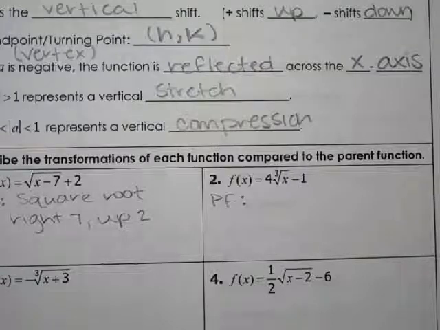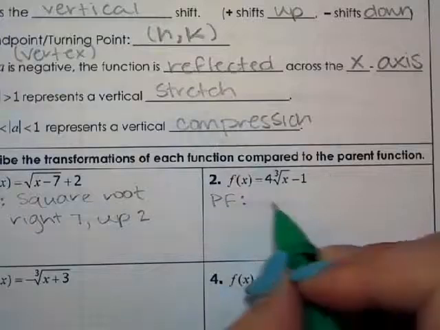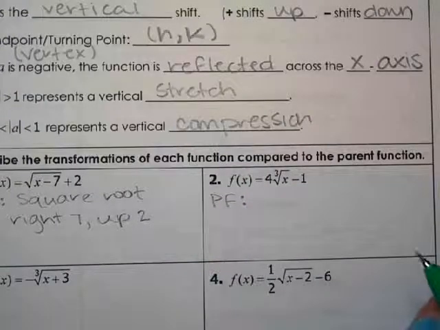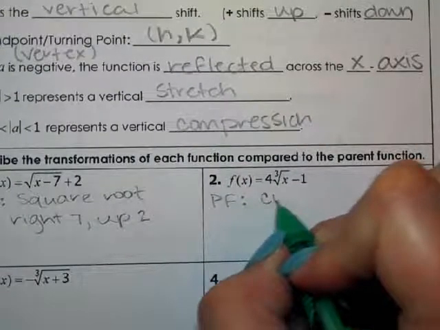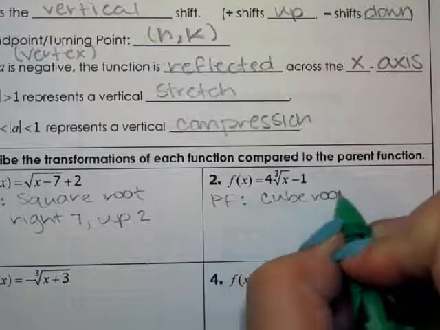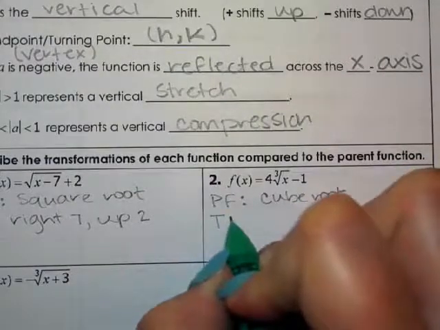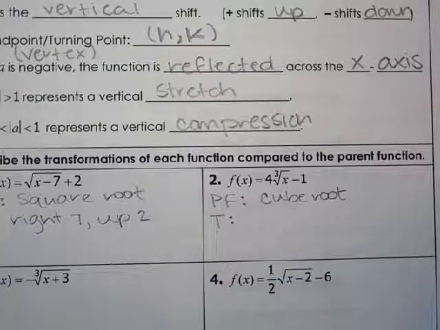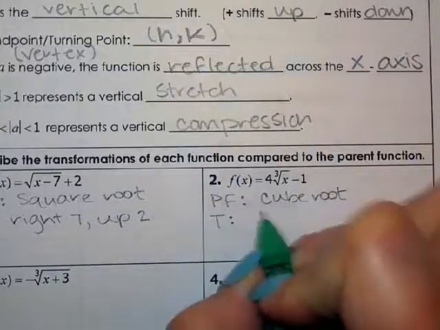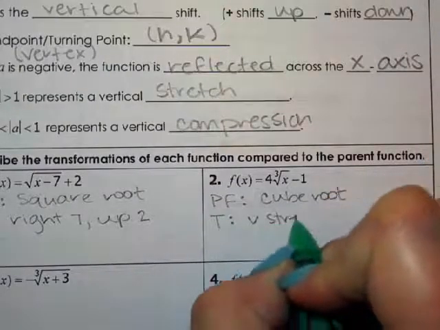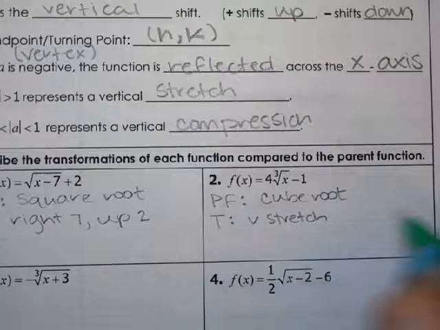All right, what's the parent function for this one? Cube root. And what are the transformations? A vertical stretch and down 1. Okay?